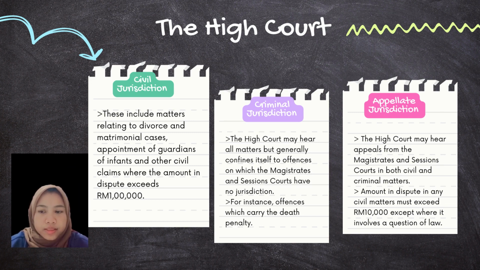The third is appellate jurisdiction. The High Court may hear appeals from the magistrate and sessions courts in both civil and criminal matters. The amount in dispute in any civil matter must exceed RM10,000 except where it involves a question of law.